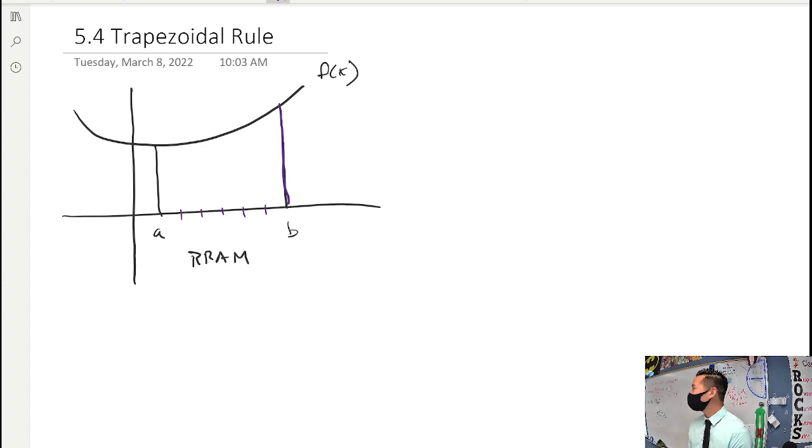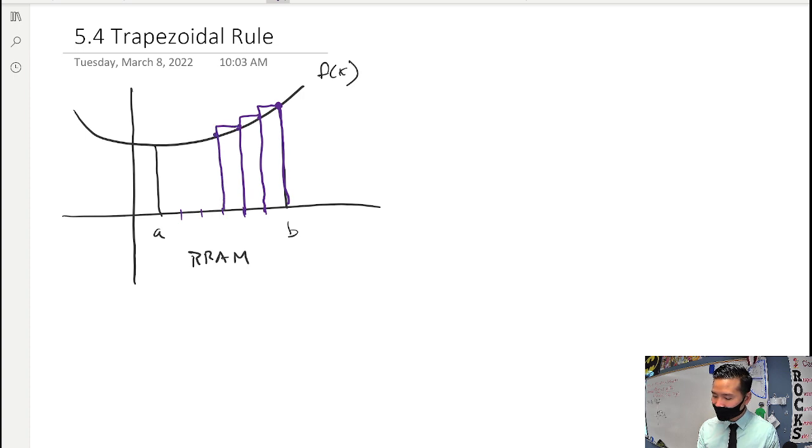So, focus. When we do RRAM, I would ask you to give me a specific number of rectangles, and for RRAM we always use the right side of that rectangle, yes? So I just drew here a crap ton of lines. I don't know how many rectangles that is, but if I was using the right side, I'd start from here, work my way over, and go like this. Something like that, right? Is that okay?